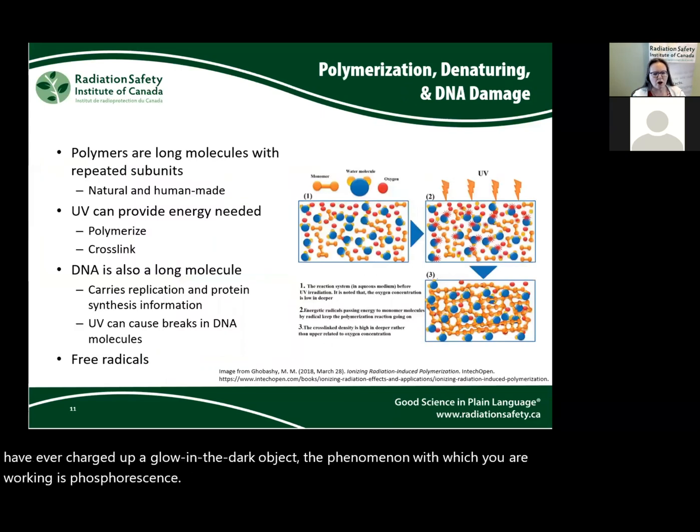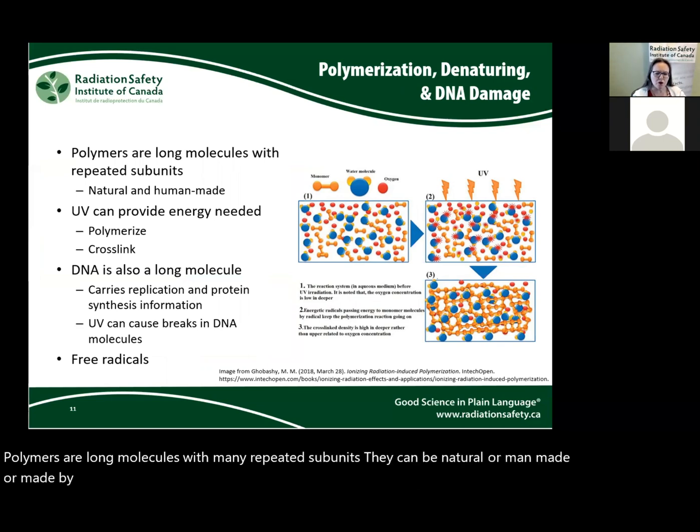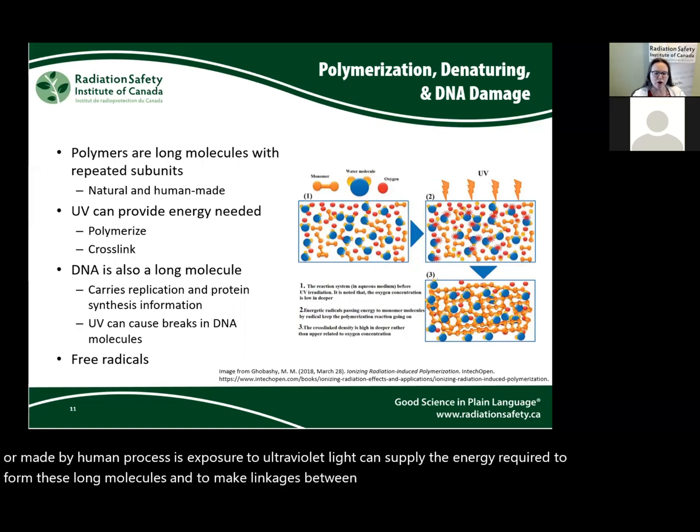Polymers are long molecules with many repeated subunits. They can be natural or man-made or made by human processes. Exposure to ultraviolet light can supply the energy required to form these long molecules and to make linkages between these molecules, called cross-linking.